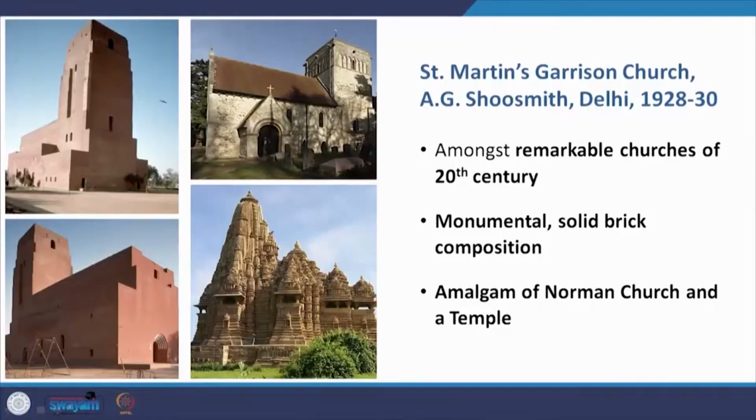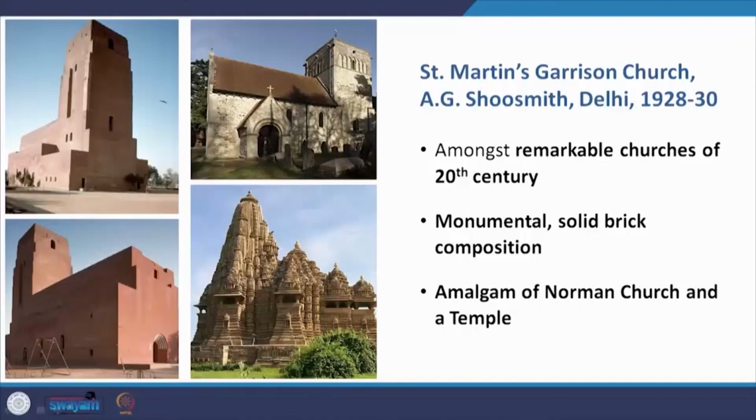So if we take one example of St. Martin's Garrison Church by A.G. Shoosmith in Delhi from 1928 to 30, it was amongst the most remarkable church buildings of the 20th century because it was monumental and it's a solid brick composition. When we look at the building, there can be some looking back to the works of Dudok in Europe. You can look it up.